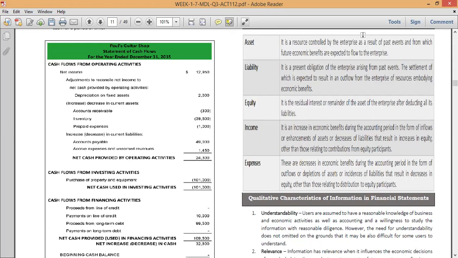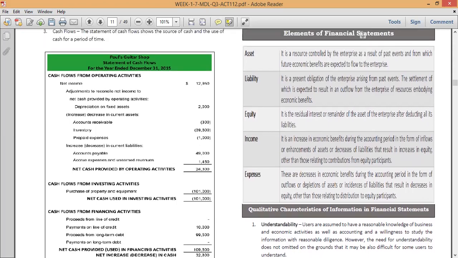Okay po? The next is the income. It is an increase in economic benefits during the accounting period in the form of inflows or enhancement of assets or decreases of liabilities that result in increases in equity, other than those relating to contributions from equity participants. So, from the word income, yung na-earn natin sa business natin, 'di ba po? Aware naman tayo sa tinubo at saka yung na-earn mo mismo sa business. So, income, yun talaga yung kinita ng business na tinayo mo.